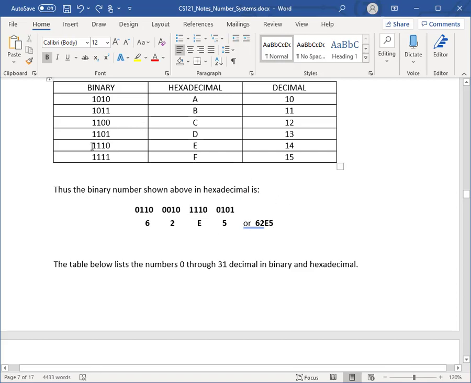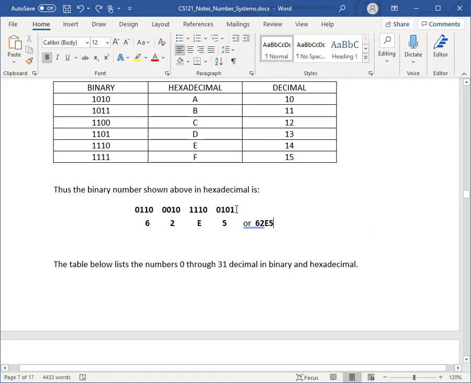Okay, now we can look back up at our table, and if you don't recognize that immediately, if you don't know that that's 14, then you can look at the table. So 1110 is the letter E, and it represents 14 in decimal. So this is the bit string. Here is our hexadecimal symbol, and we know that that is equal to 14 in base 10.